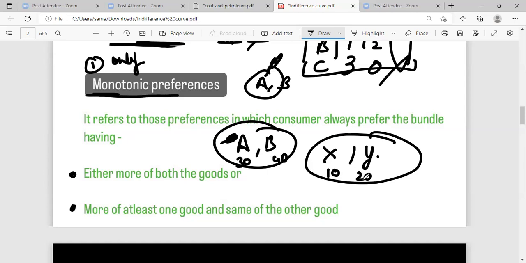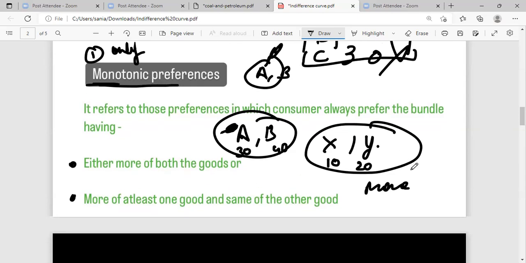So you will say, ma'am, because I was getting more of both, right? As compared to X and Y, see, X is 10, you are getting 30. A is giving you 30 and Y is 20, but B is giving you 40, right? So you are getting more of both the goods? Yes or no? Yes, ma'am. So that's why you chose it. Because, ma'am, very simple. Of course, if I'm getting more satisfaction over there, I'll purchase that. Right? So the first is clear.